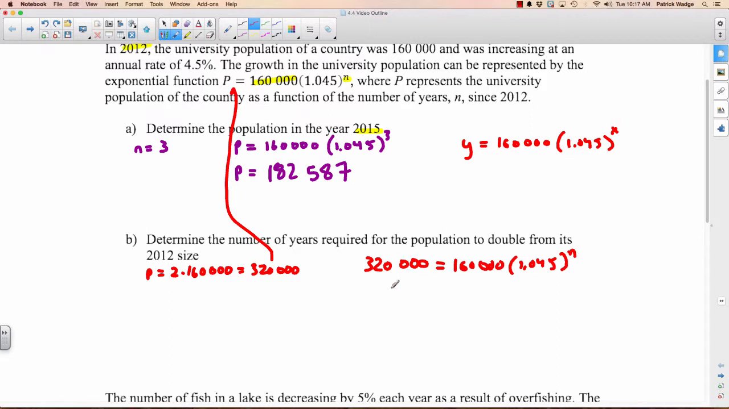And I think in your book, it actually asked you to the nearest whole year, so it'd be 15.7 years, which is approximately 16 years. That would be your answer in this case.